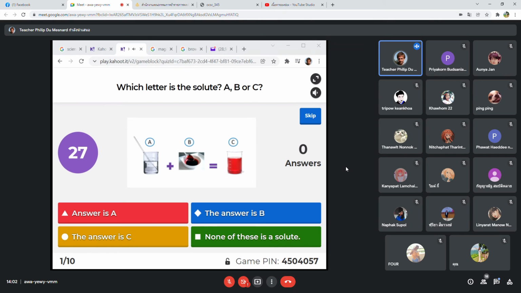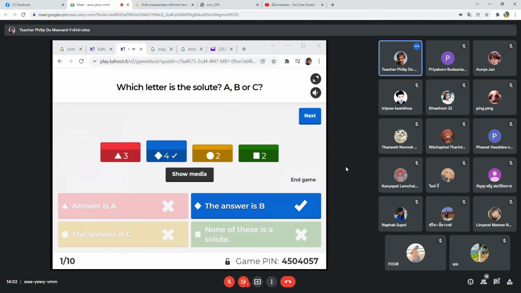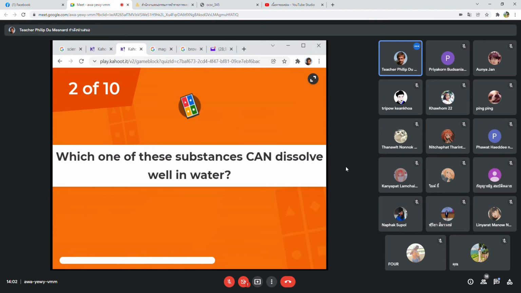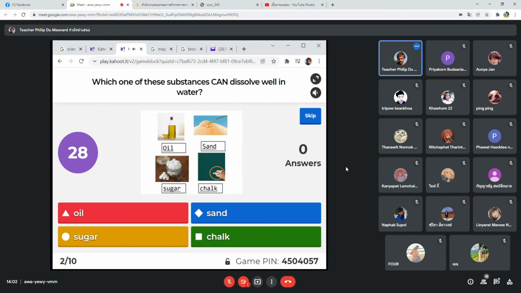Which one is a solute? Okay, 4 students are right. Cartoon, T4, and Noi. Next. Which one can dissolve well? Which one can dissolve?